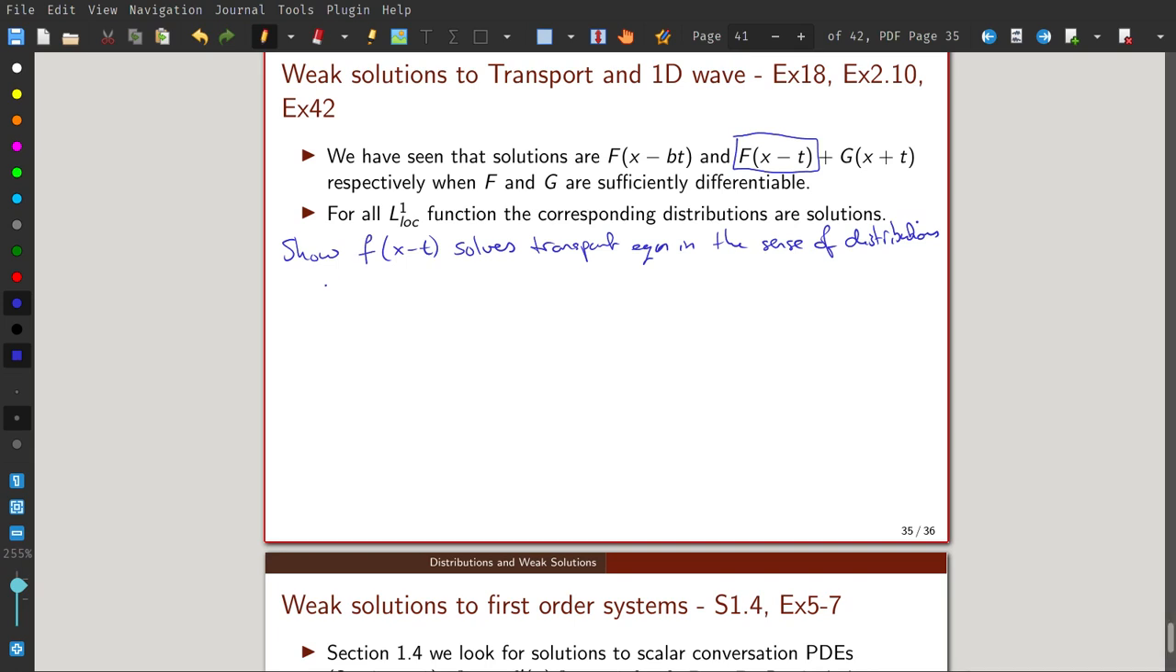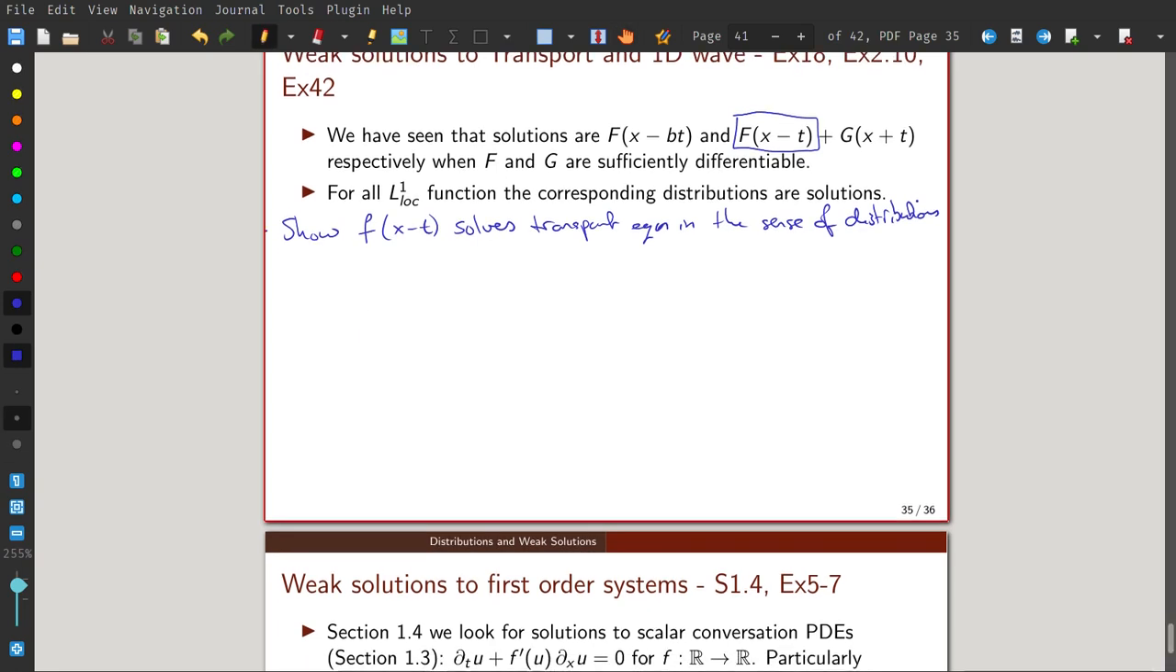Maybe I'll use a lowercase f so that we can use uppercase F for distributions and lowercase f for functions, right? So show this function solves the equation in the sense of distributions. So let's say that the corresponding distribution is F.